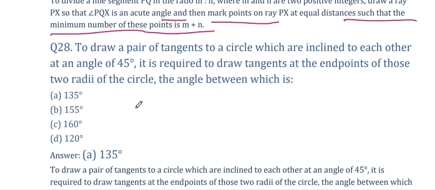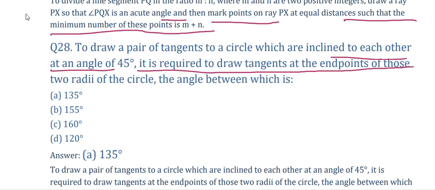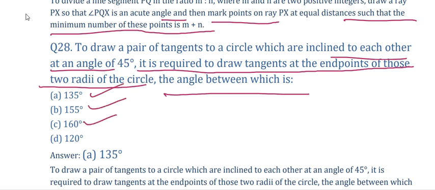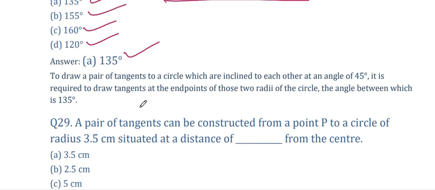The next question on your screen: to draw a pair of tangents to a circle which are inclined to each other at an angle of 45 degrees, it is required to draw tangents at the end points of those two radii of a circle, the angle between which is 135 degrees, 155 degrees, 160 degrees, 120 degrees. We go with 135 degrees. Here is the explanation which will help you understand.